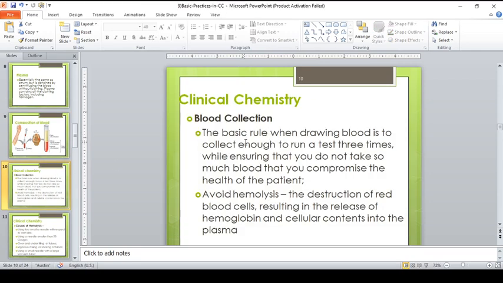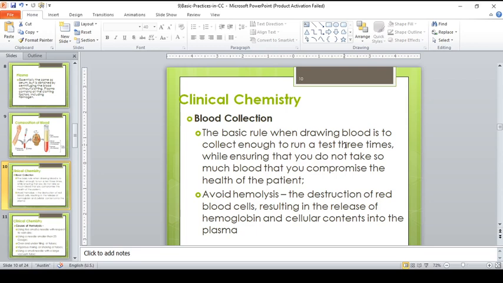Blood collection. So, the basic rule when drawing blood is to collect enough to run a test 3 times, while ensuring that you do not take so much blood that you compromise the health of the patient. So, which means that in drawing blood or getting a sample from the patient, you get enough sample, okay? So that if you need further tests on that particular sample, you won't need to draw blood again. Kaya nga sabi dito, enough to run a test 3 times, okay?